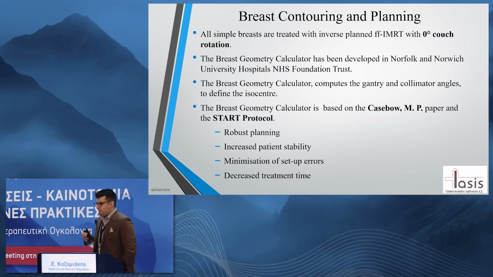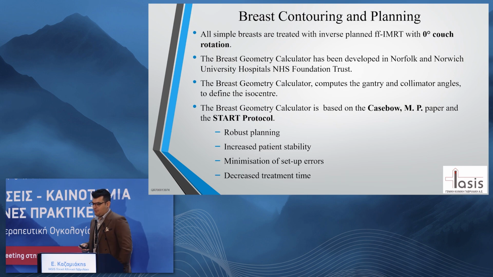All simple breasts are treated with fixed field IMRT, with zero couch rotation, with a non-divergent posterior field edge, mainly 2 fields, maybe 3, maybe 4, but mainly 2. The breast geometry calculator has been developed at Norfolk and Norwich University Hospitals. I was part of the team, and it's used to compute the gantry and collimator angles and to define the isocenter of the beams used to treat the patient.